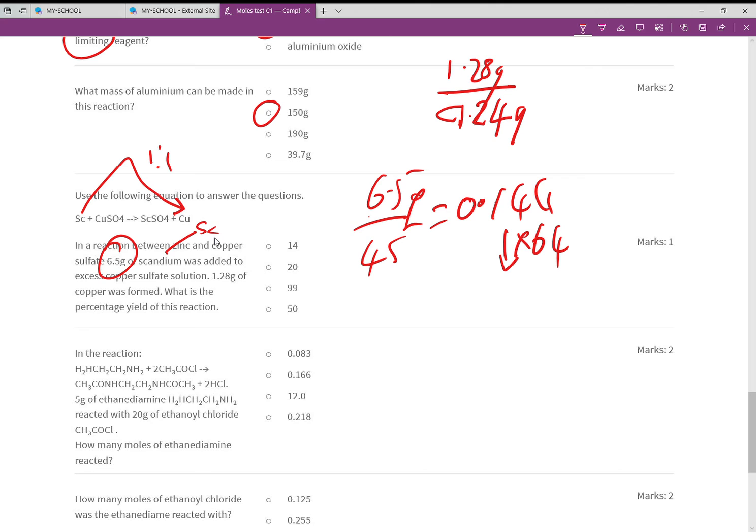Okay, so I do my actual mass for my percentage yield over what I should have got, called my theoretical mass, and then of course I times that by 100, and my answer works out there at 14%.